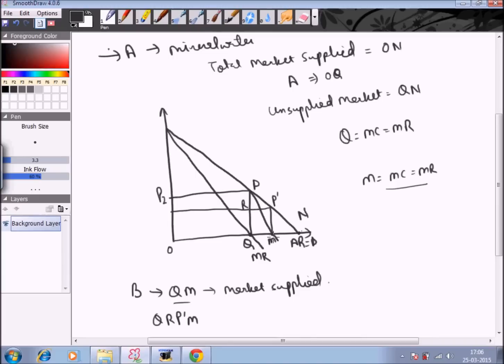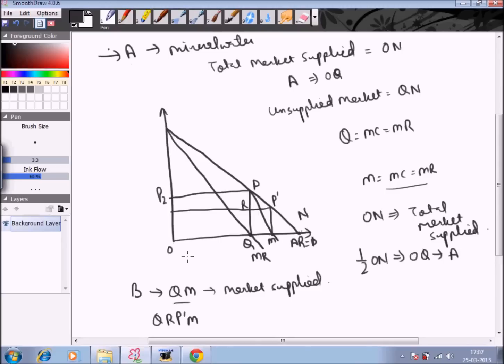We still see here that MN is a portion which is still unsupplied, and we consider this portion to be half of QN. Now see here carefully. ON is the total market to be supplied. This is a bit confusing, so you have to listen very carefully: ON is the total market to be supplied. Now we assume that half of the market is already being supplied by A, and half of the market of ON is equal to OQ, which is supplied by A.